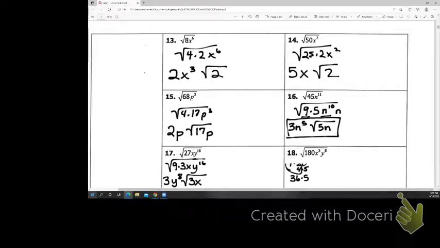Or try big and work your way down. So 36 times 5. And then, of course, we've still got our variables. So the 36 sends a 6 to the outside for that square root. 5 is going to be left under. Then I'm going to look at my x's. 3 divided by 2 is 1 with 1 extra left under. Y to the 8th. 8 divided by 2 is y to the 4th power. No y's left under.